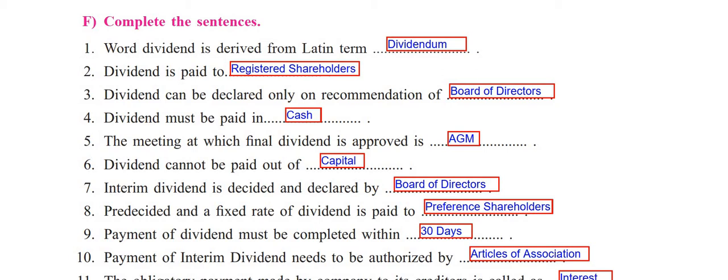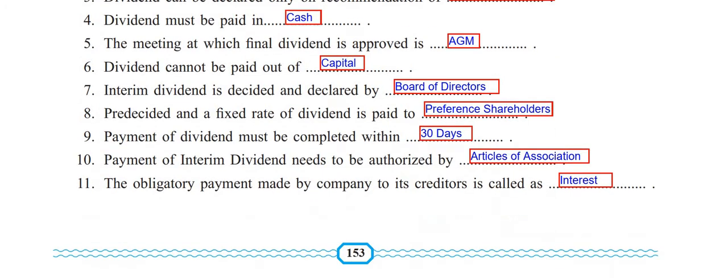Definitely, dividend is paid in cash, so it has to be paid by or in cash. Fifth, the meeting at which final dividend is approved is called AGM, that is annual general meeting. Sixth, dividend cannot be paid out of, definitely capital is the right answer, and this we have already seen in the fill in the blanks also, where we were given the option that dividend cannot be paid out of reserves, profit or capital. There also capital was the right answer. So here also it is capital.